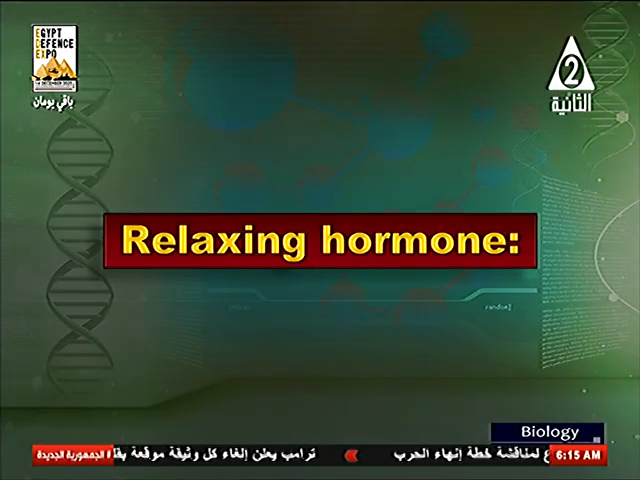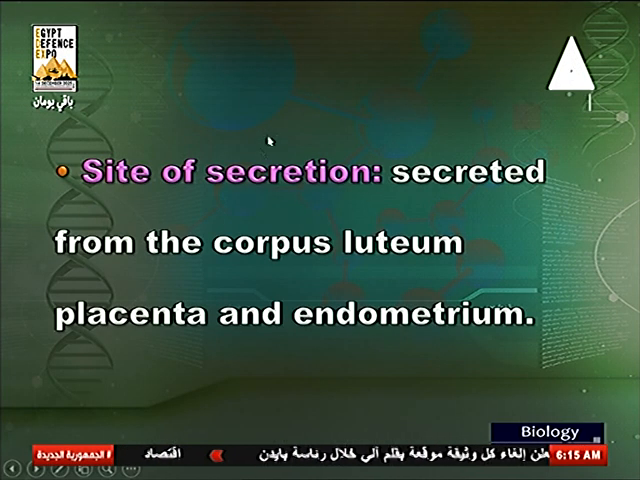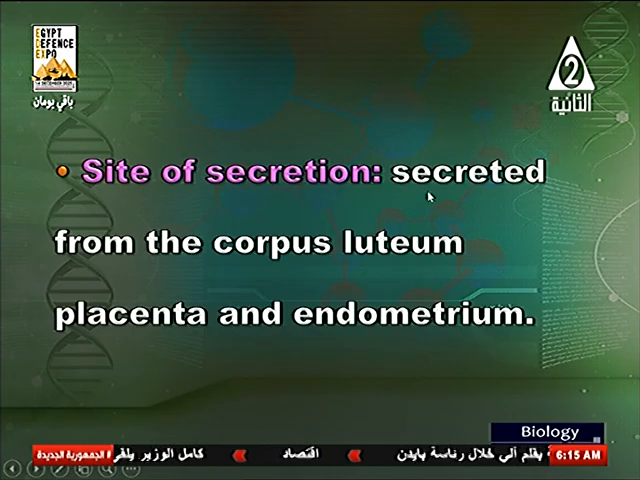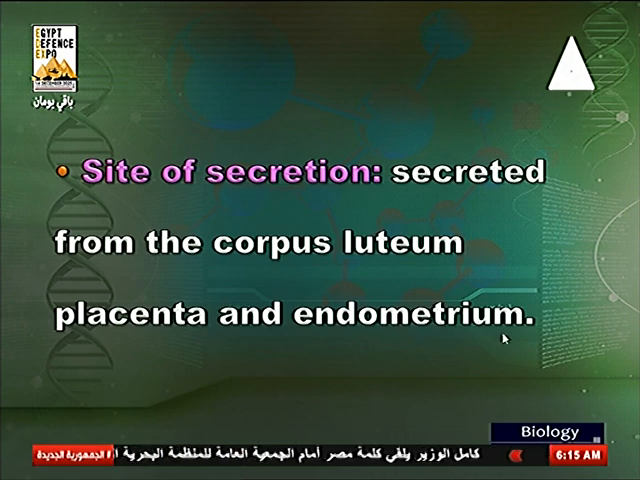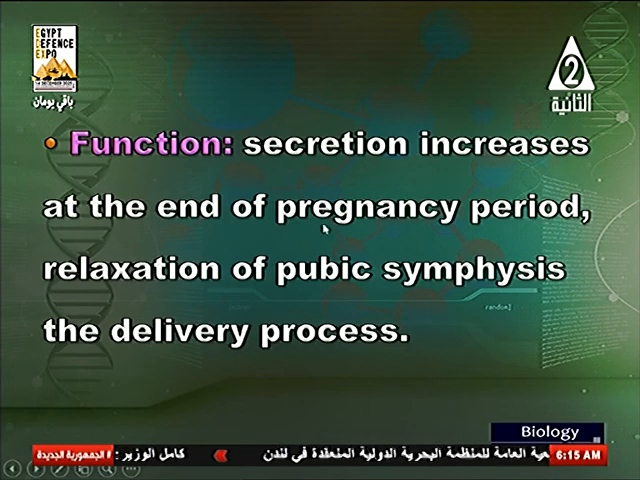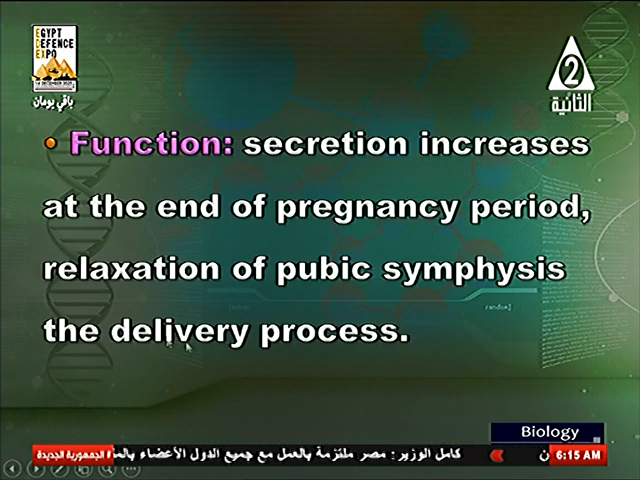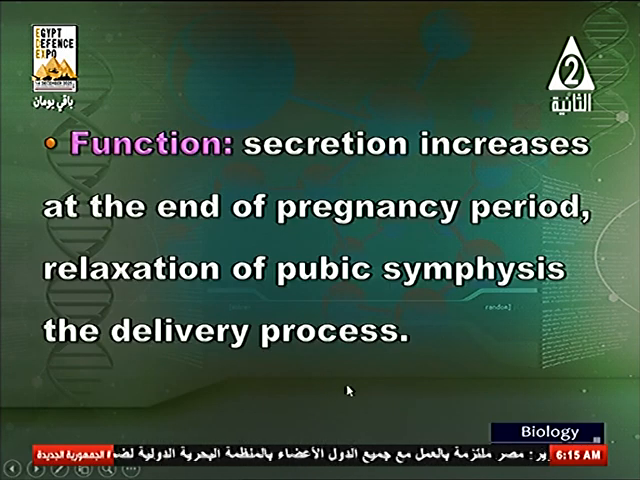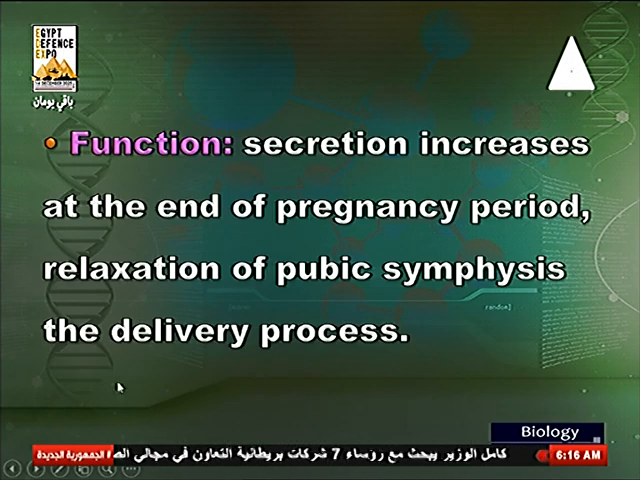Now we will speak about relaxin hormone. What is it? It is a hormone that helps in delivery. It is secreted from the corpus luteum, placenta, and endometrium. Its secretion increases at the end of the pregnancy period, causing relaxation of the pubic symphysis. You study it in the chapter on the delivery process. This is what makes the pubic symphysis in women larger than that in men.